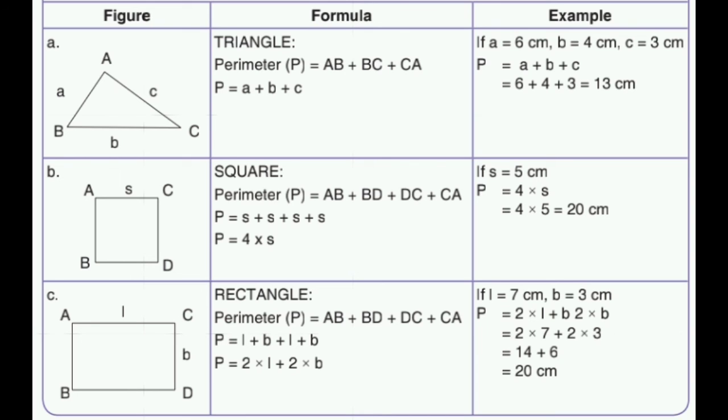If we are given a rectangle, length and breadth are given. Here length is 7 and breadth is 3. You can see what we will do, 2 multiplied by length plus 2 multiplied by breadth. Length is 7, breadth is 3. We will do 2 multiplied by 7 plus 2 multiplied by 3. 2 multiplied by 7 is 14 and 2 multiplied by 3 is 6. So we will add 14 plus 6. We got 20 as the answer. In this way you will solve the questions for finding the perimeter of a triangle, square and rectangle.